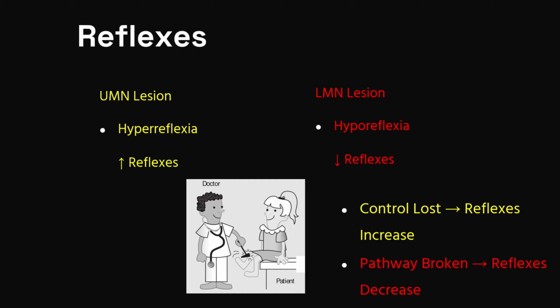If the upper motor neuron is damaged, those brakes will disappear. So obviously the reflexes become exaggerated. This condition is called hyperreflexia. When you examine the patient, you will notice brisk reflexes. Now in LMN lesions, the reflex arc itself is damaged. It is like cutting an electrical wire. No matter how much you stimulate it, the response cannot occur properly. Therefore reflexes become reduced or completely absent. This is called hyporeflexia or areflexia.